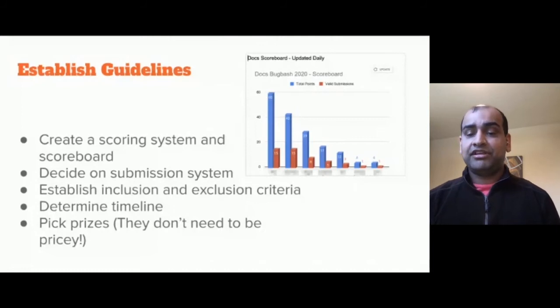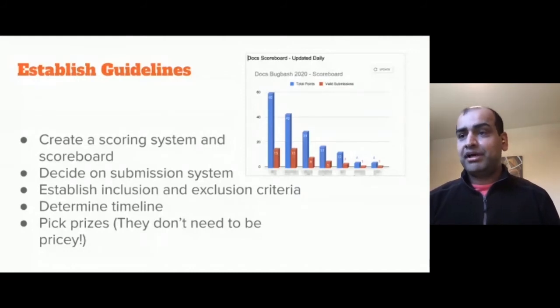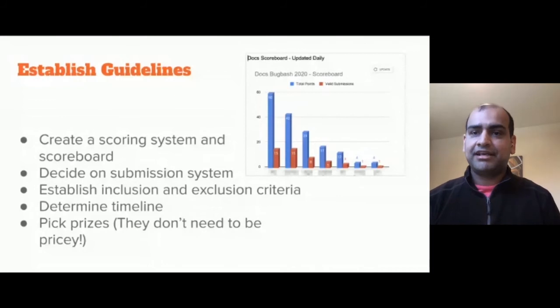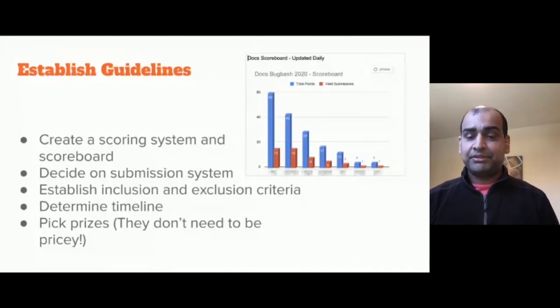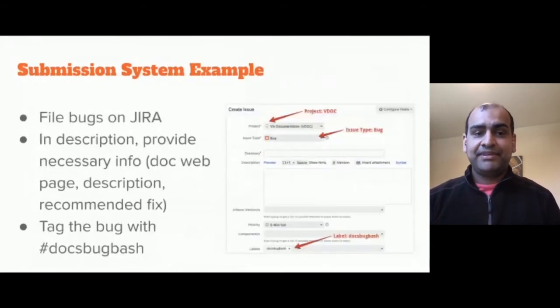So if you're looking for submissions in a particular portion of your docs, you want to make sure that something outside of that doesn't count, because you want to make it fair for everyone. Determine a timeline. Whether it's 1 week to 1 month, you want to have a set timeline so folks know how much time they have to devote to this. And like I said, you need to pick prizes. They don't have to be pricey. They can be cheap ones, gift cards or swag or things of that nature can work great as well.